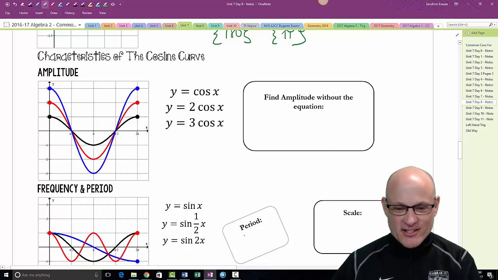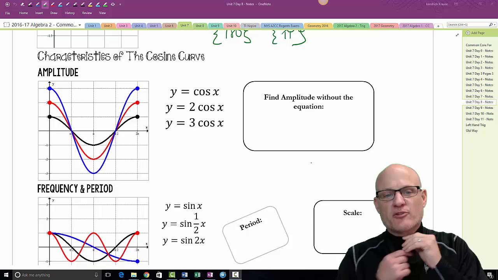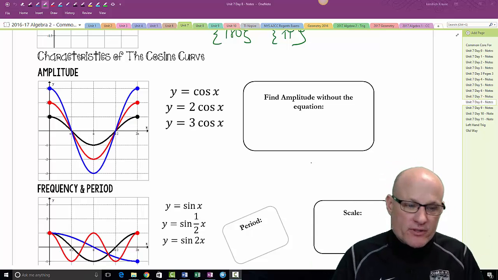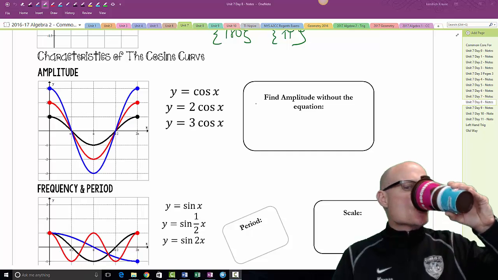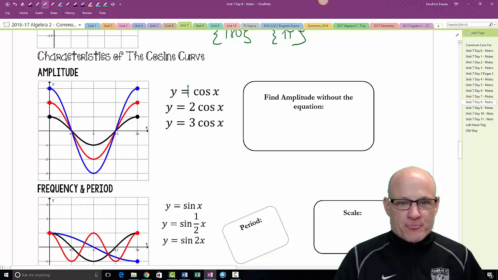All right, characteristics of the cosine curve. You'll notice we're going through this much quicker with the cosine curve because it's very similar to what we've already done with the sine curve. The number in front, just like with sine, is going to be our amplitude. So, the blue curve, this is blue. This is red. And the black curve is the regular one.